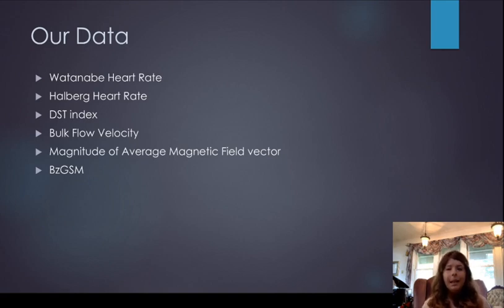The DST index is a measurement of the fluctuation in the Earth's magnetic field. This variable plays an important role in defining the occurrence and severity of space storms. The bulk flow velocity is a measure of the plasma flow from the sun, and the magnitude of the average magnetic field vector is just the magnitude of the average measurement of the magnetic field. And the BZGSM stands for the Z direction of the geocentric solar magnetospheric system.